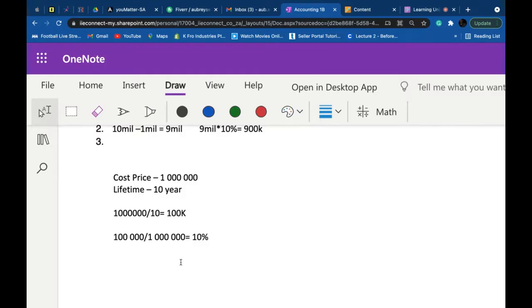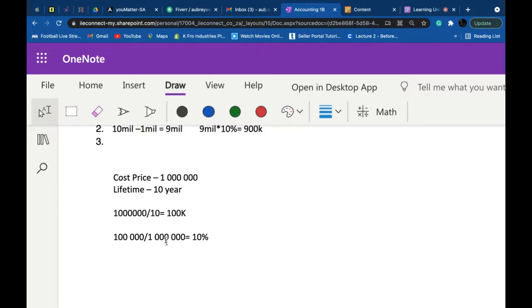Okay, I'm just going to go over it one more time because your lecture was lost for a second there. All right, so we said cost price, 1 million. We know that this has a lifetime of 10 years. After the 10 years, the value is zero. So how much value are we losing every single year? That 1 million divided by 10, we get 100,000 every year.